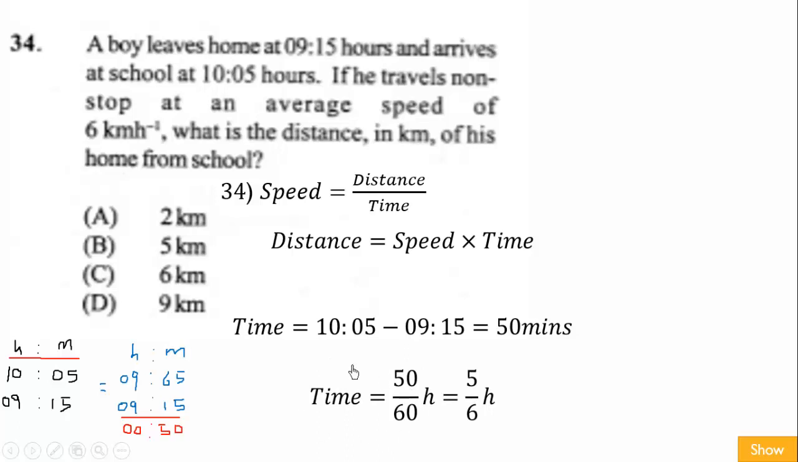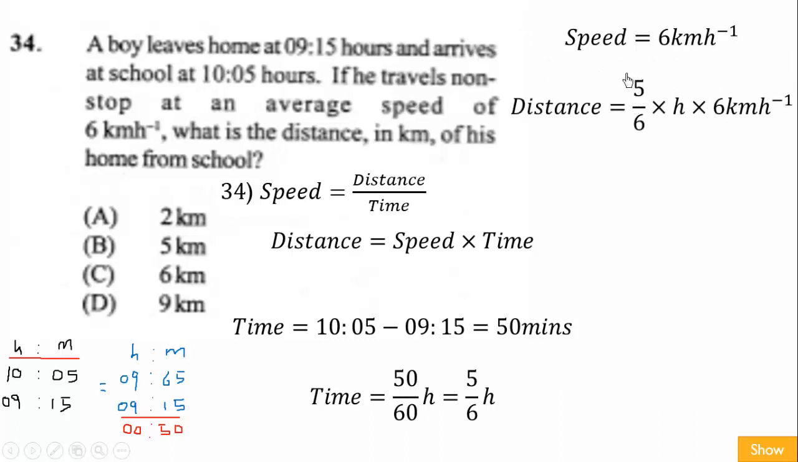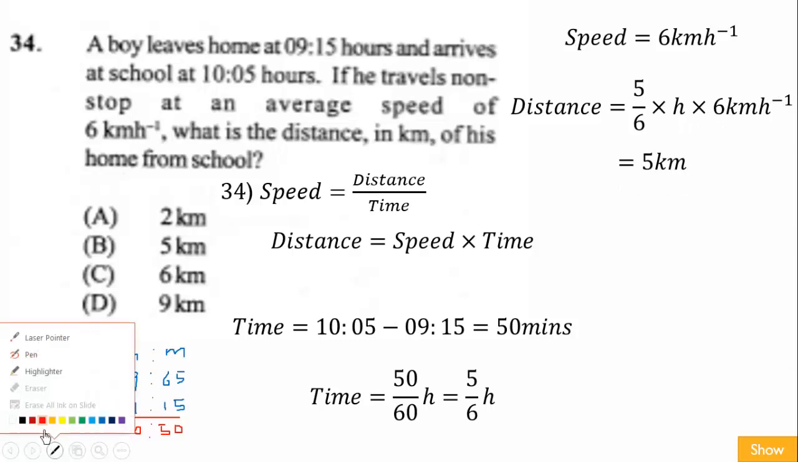Now we convert the time into hours because the speed is given in kilometers per hour, and that will give us 5/6 hours. So distance is equal to the time taken times the speed, where the speed is 6 kilometers per hour. So we multiply this by this, we get 5 kilometers. So the correct answer is 5 kilometers.